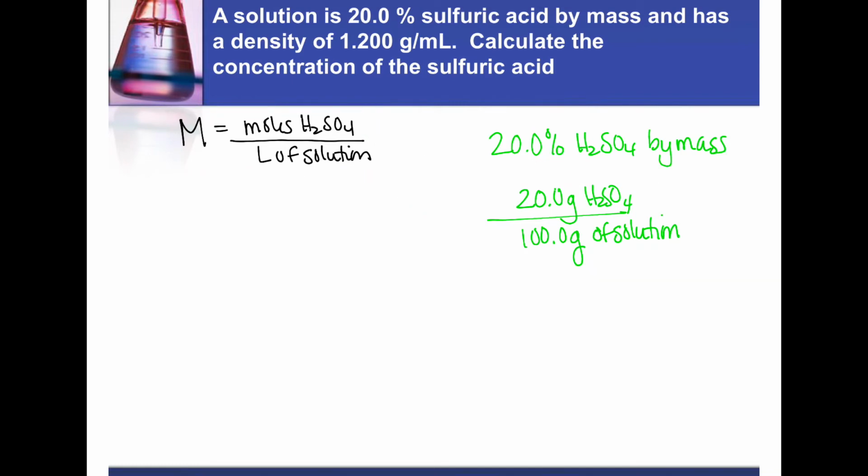The other thing I wanted to remind you about is the density. It says that this solution has this density. And what that means is if the solution is 1.200 grams per milliliter, that's 1.200 grams of solution per milliliter of solution. So just to be very clear about what that density means. I'm going to change things around on the screen a little bit, just clean it up, and make room to work.